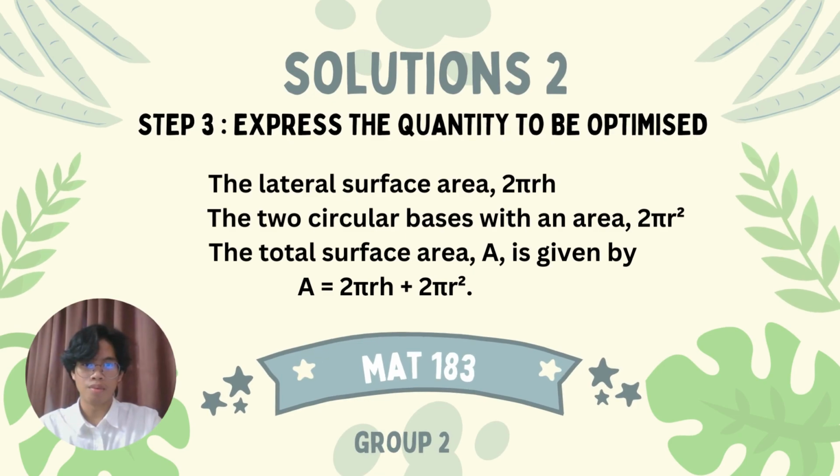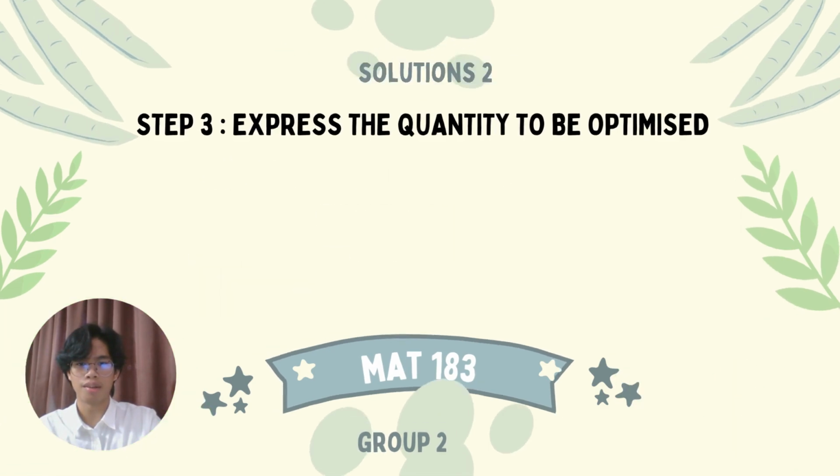Next step, we have to express the quantity to be optimized. For the equation, we need to write down the lateral surface area, which is 2 pi R H, and the two circular bases with an area of 2 pi R squared. The total surface area A is given by A equals 2 pi R H plus 2 pi R squared.